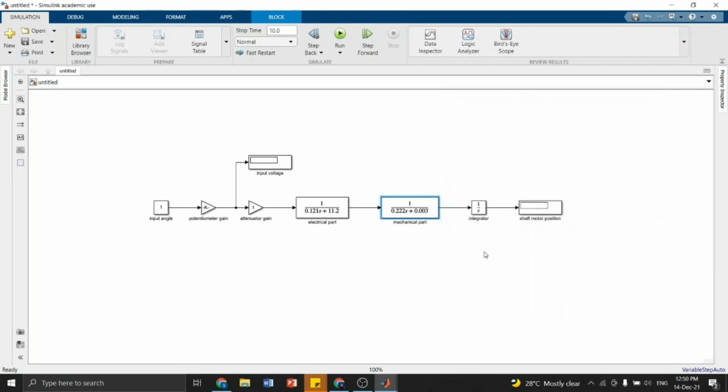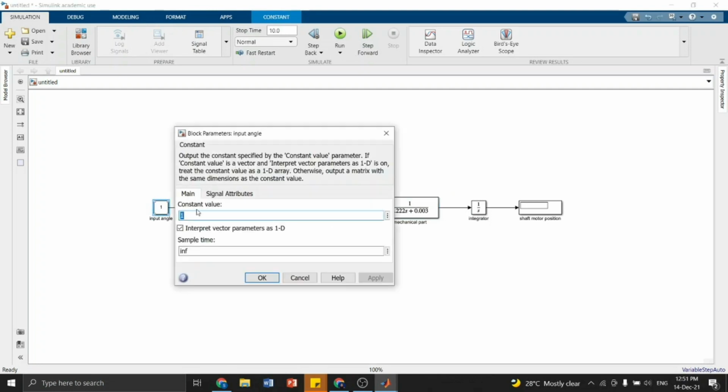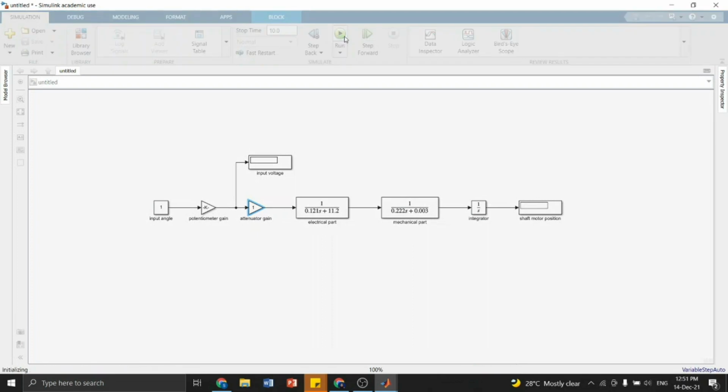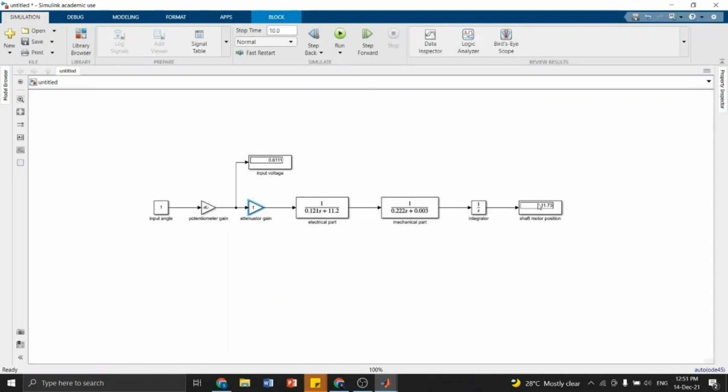Next, we need to check whether the block diagram is functioning or not. So to check, we'll set the input angle value to 1 and the actuator gain also 1. Then we will run the simulation. So this plot diagram is functioning since it shows a value at the input voltage and also shaft motor position.